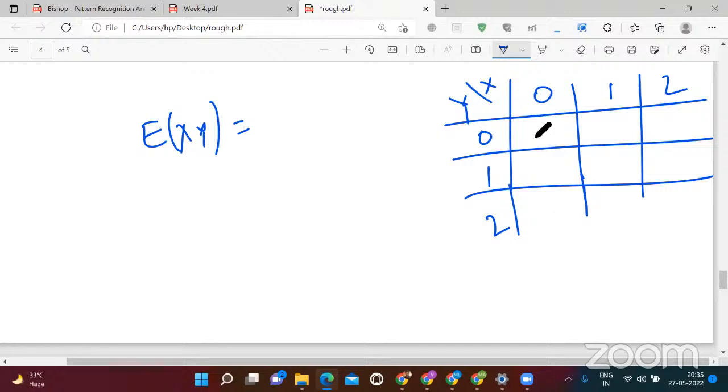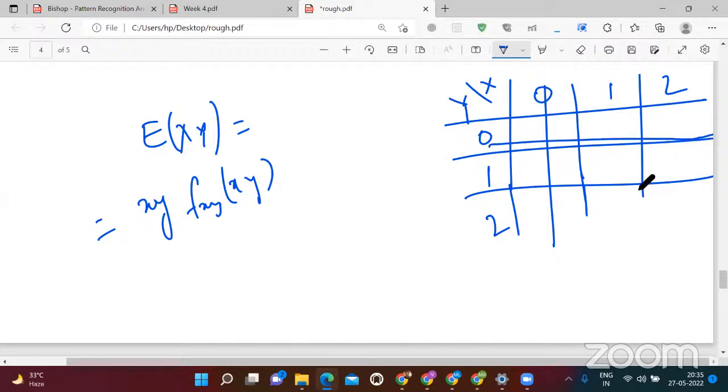Okay. So for example, whatever the value is here, E[XY] you have to calculate: x, y, f(x,y). So this will get cancelled. You don't have to do anything. This also got cancelled. So you are left with only this much. This is 4. Right? Are you getting my point?